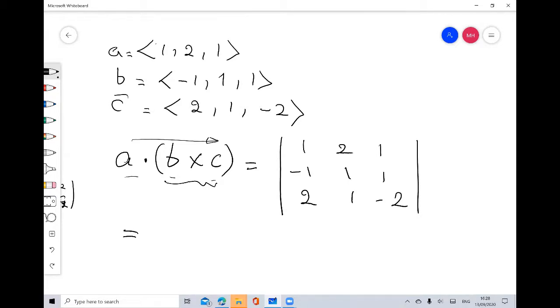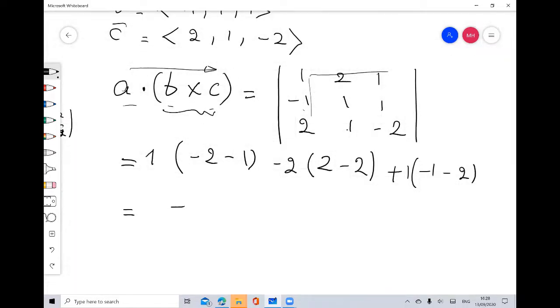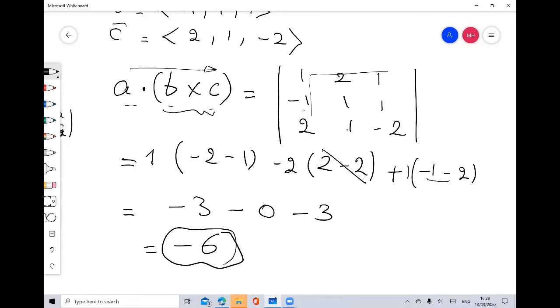I'll end up with a scalar, which is the value of (1, -2, -1) dot (-2 times 2 minus 2 plus 1 times -1, -2). Okay, so I'll have this value, which is equal to -3, and that is a 0, with -3, which is a -6. But this value is a scalar, definitely, and it gives me the value of this scalar triple product.